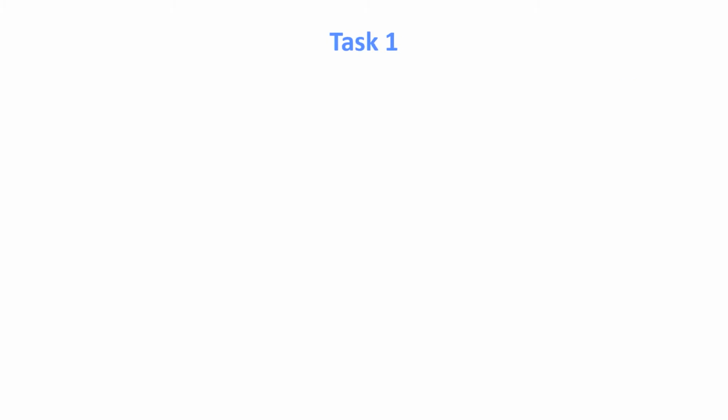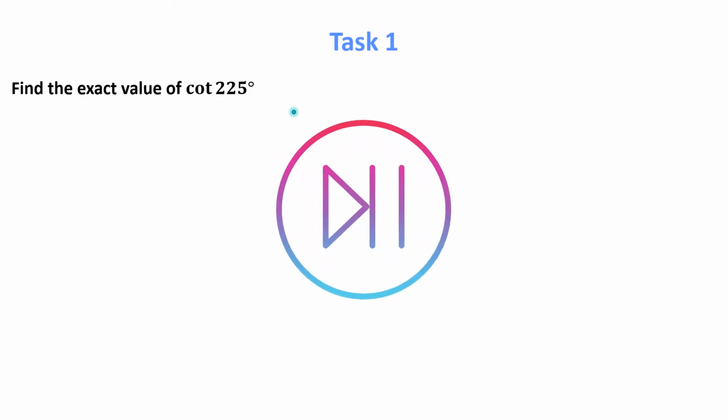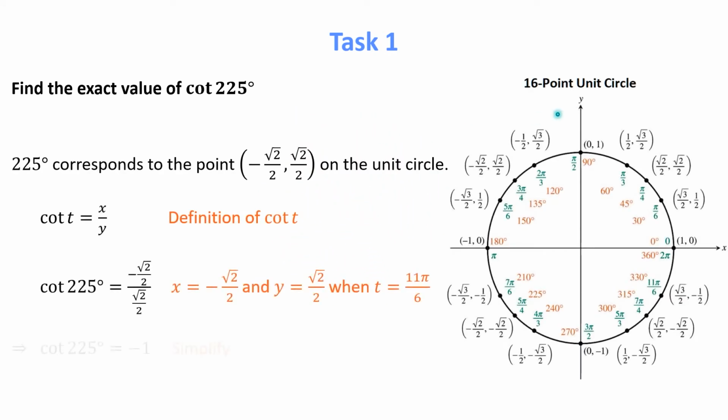Here's a task for you to complete. Find the exact value of cot of 225 degrees. You can now pause the video and attempt the question, and when you are ready to continue, please press play. Indeed, using the 16-point unit circle and following the same steps as in the previous example, you should find that cot 225 degrees equals minus 1.